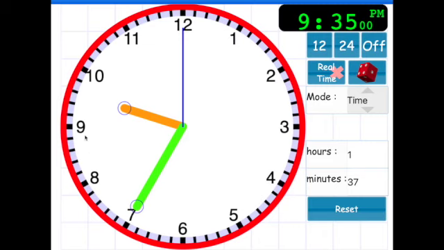5, 10, 15, 20, and 25. So I know that when the minutes hand is on 7, that is 25 minutes to the next hour, which is 10.